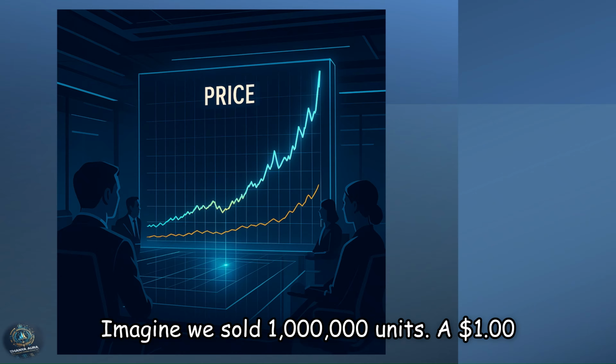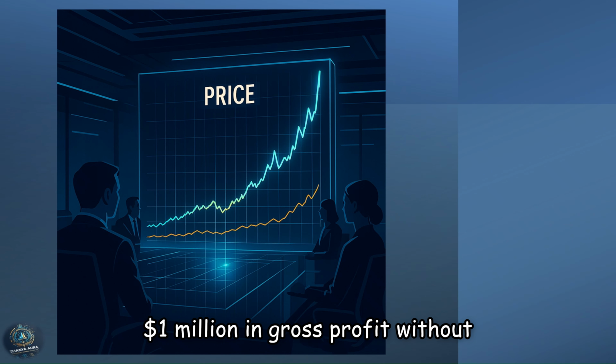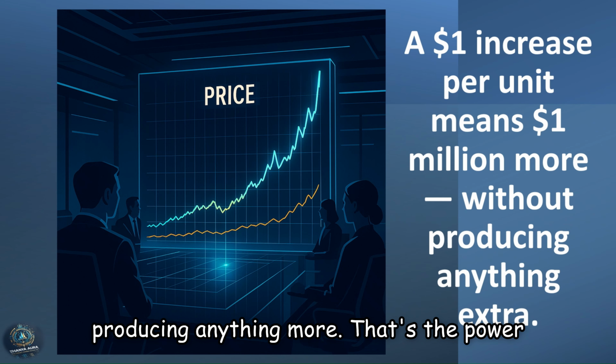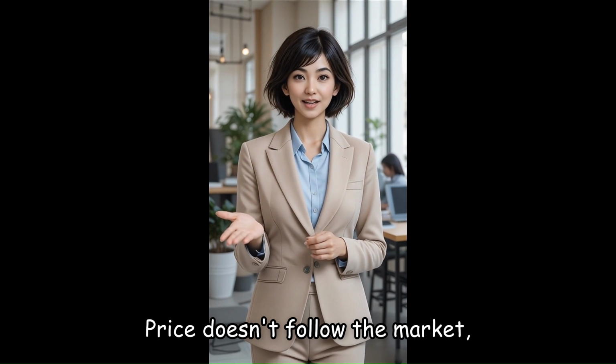Imagine we sold 1 million units. A $1 increase in unit price means an extra $1 million in gross profit without producing anything more. That's the power of pricing precision. Price doesn't follow the market, it defines it.